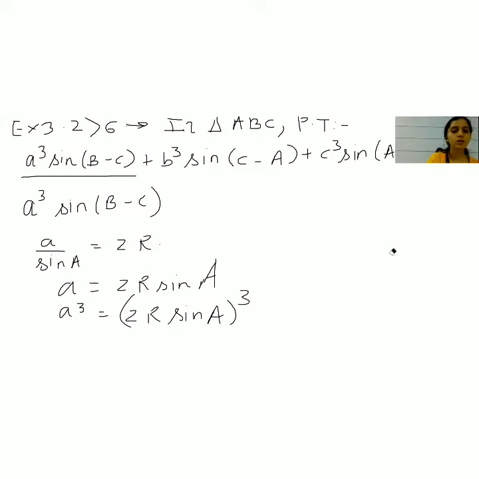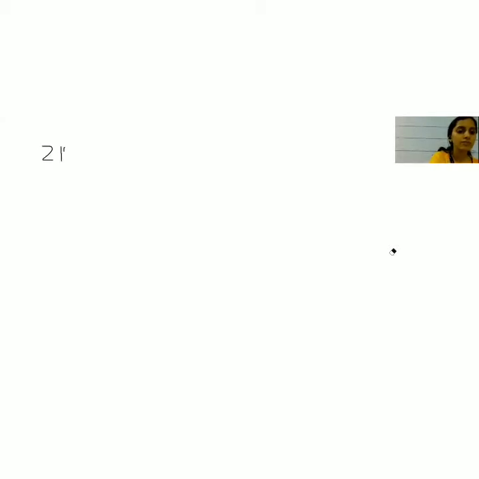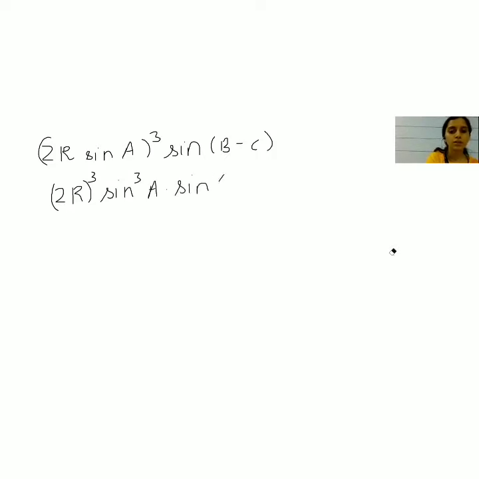So this we will substitute in the first part of the left hand side. So we write 2r sine A, the whole cube, multiplied by sine of b minus c. Now what is 2r sine A whole cube? We'll split this. We'll write it as 2r the whole cube and sine A the whole cube, or sine cube A, sine of b minus c. Now we'll also split this sine term, so we write 2r the whole cube, sine square A, sine A, sine of b minus c.